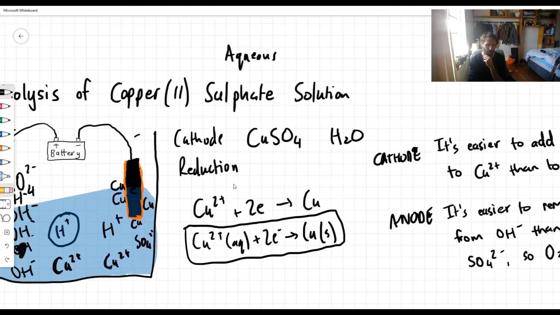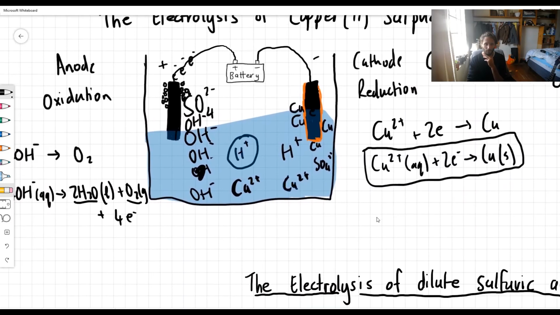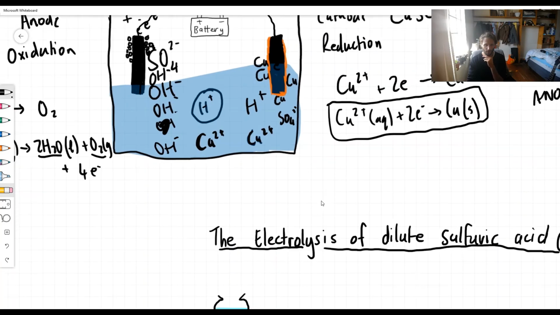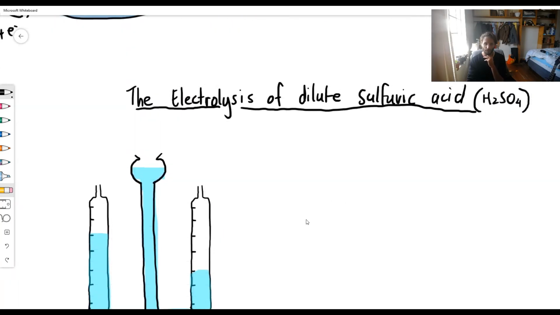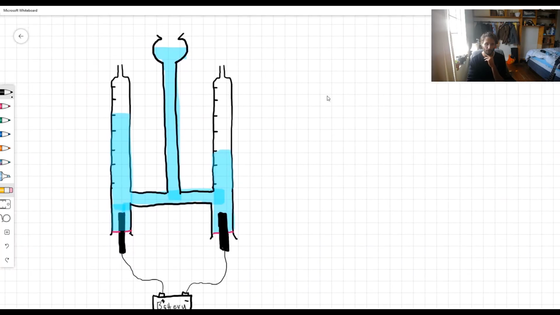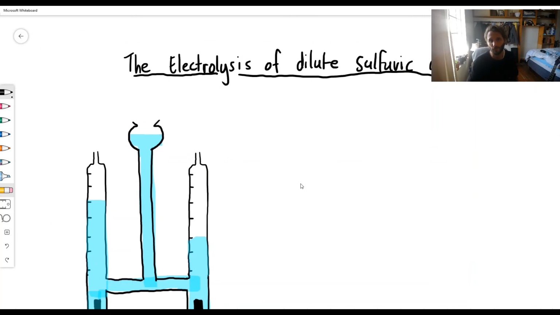Just a few things. Don't forget that you will start observing this copper solid forming on the one electrode. Okay, cool. Let's go on to our last electrolysis, which is the electrolysis of dilute sulfuric acid, which is H2SO4. We've got this little apparatus that I'm going to explain in a second. So I'm going to jump to a new video for that.